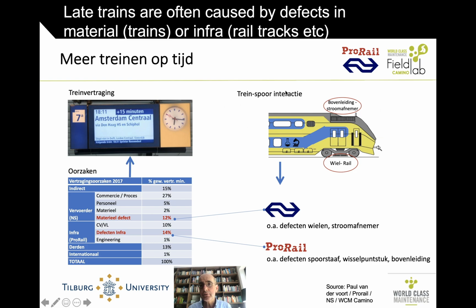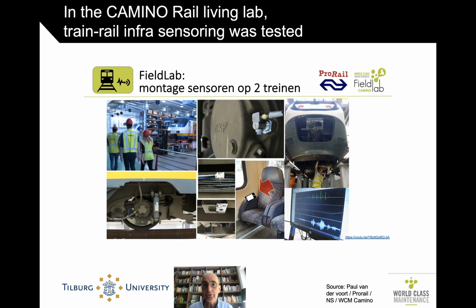Now, there are two clear places where train and track infrastructure interconnect. There's the wheel-rail interconnection, and there's the overhead line electricity connection, the pantograph connection. So at these places quite often degradation occurs, but also these are places where they can measure each other. So let's do so. And that's what was being done there.